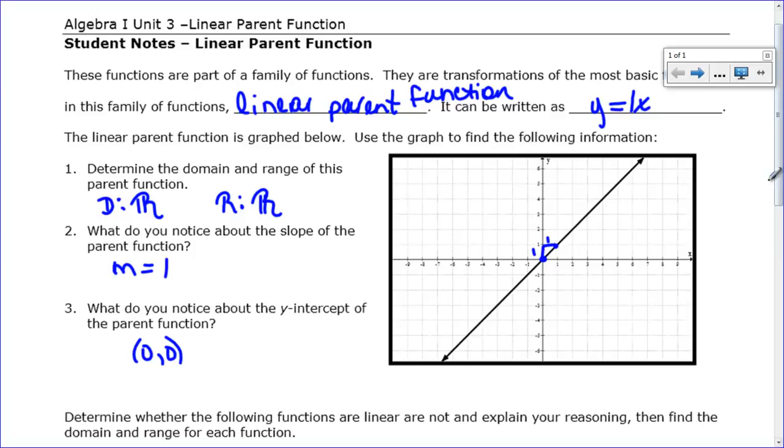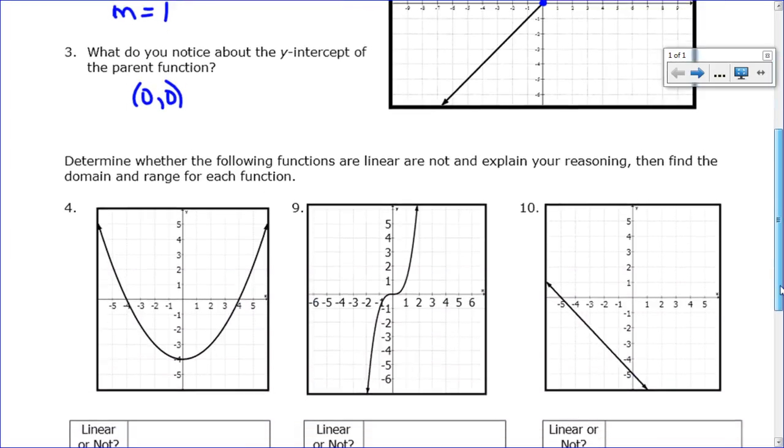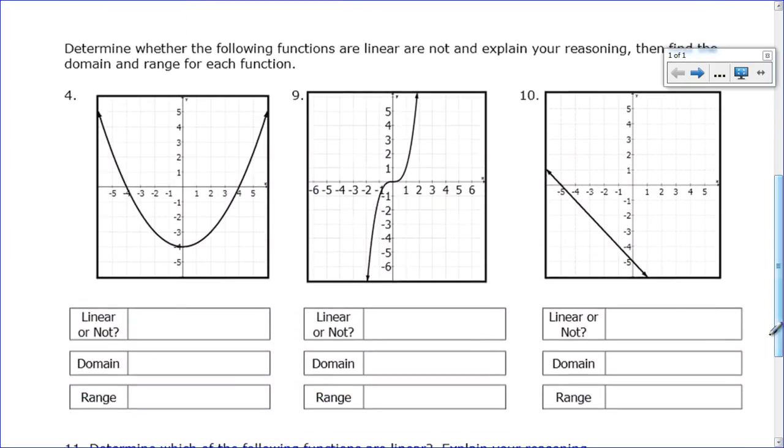Okay, so now we're going to talk about a few other questions. These right here are also, my numbers are all messed up, but these are also on your notes, these 3 pictures, but it doesn't have this part underneath. And so you can just squeeze it in if you need to. But we're going to determine whether or not they're linear, if it's linear or not, and then we're going to find the domain and the range.